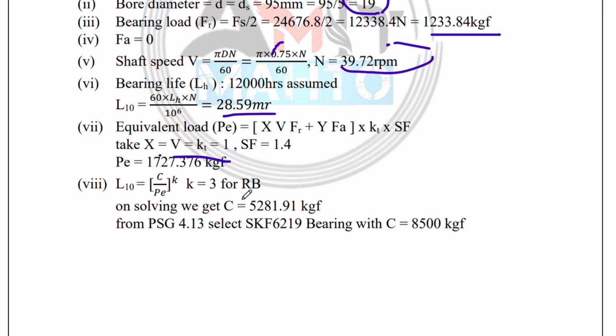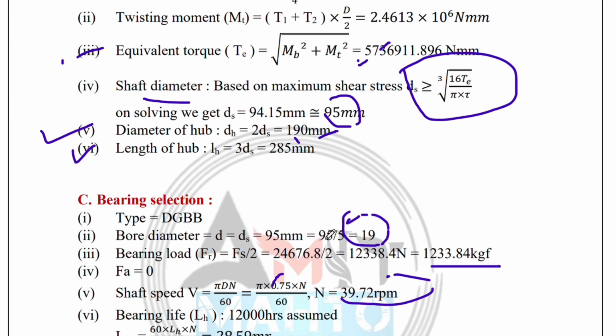So for roller bearing, the value of K will be 3. Put all the values, you will get this C value, which is 5281.91 kgf. So from PSG data book 4.13 we select SKF series 62. SKF series 62 we select, and this 19 indicates the bearing number which we found here.